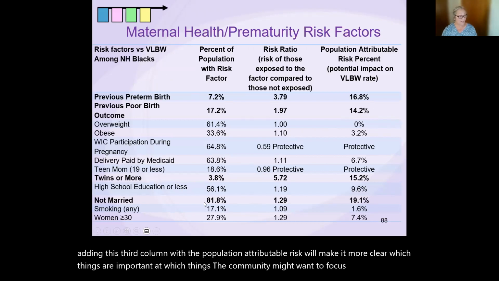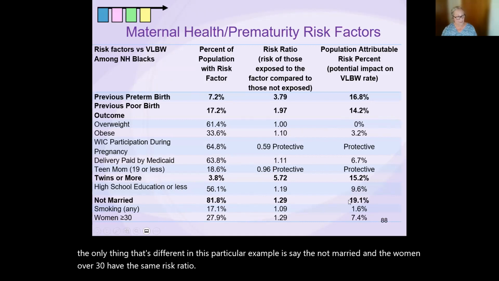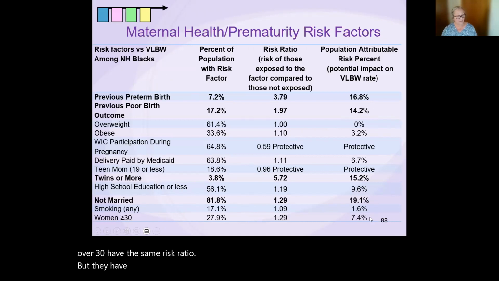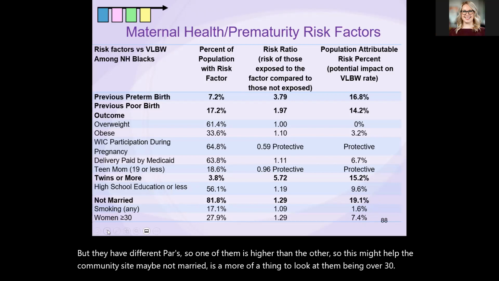And the only thing that's different in this particular example is, say, the not married and the women over 30 have the same risk ratio, but they have different PARs. So one of them is higher than the other. So this might help the community decide, well, maybe not married is more of a thing to look at than being over 30.